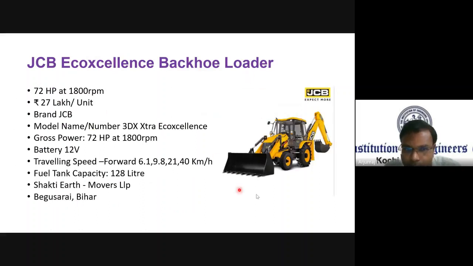This is the backhoe loader of JCB, where the specification is 22 horsepower at 1800 RPM, and it has different traveling speeds. It can go forward with 6.1, 9.1, and 9.8 or 21 or 40 kilometer per hour, and the fuel tank capacity is going to be 128 liter. And this has been manufactured with a company called Sakti Earth Movers Limited Liability Private Limited, located in Begusarai in Bihar.